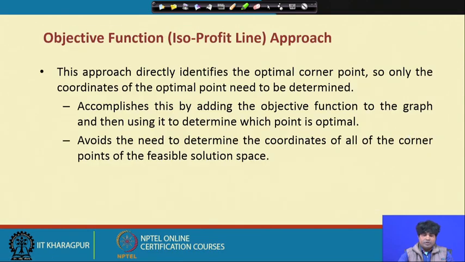And then what is called the isoprofit line approach. Technically, the objective function is called an isoprofit line, and the constraints are called isoquants. We are looking for the optimum solution which can satisfy the isoquants and the business need. So, this approach directly identifies the optimal corner point. So, only the coordinates of the optimal point need to be determined.